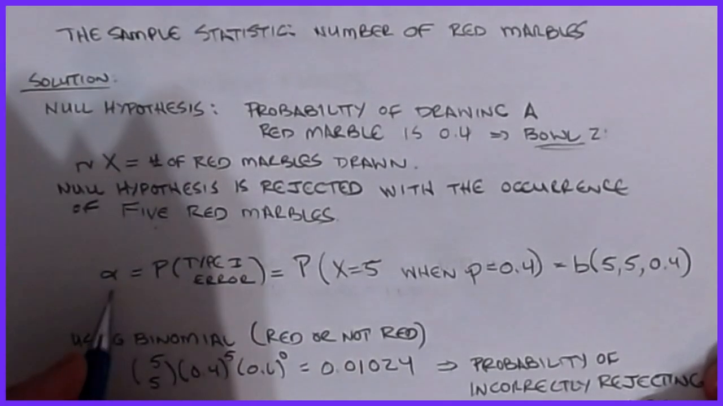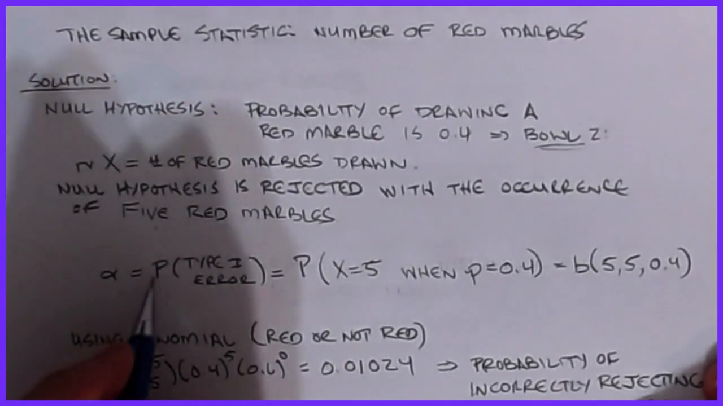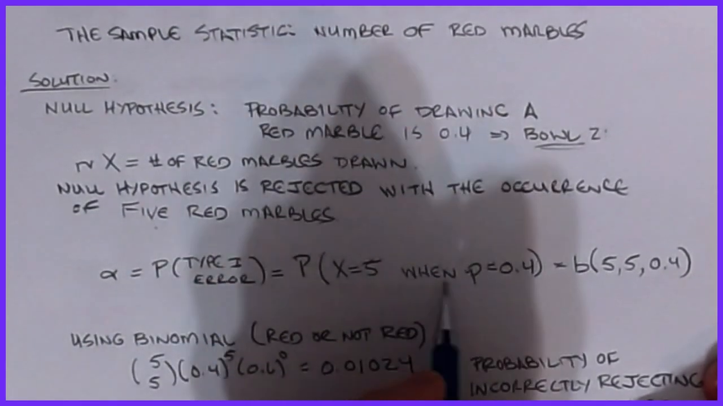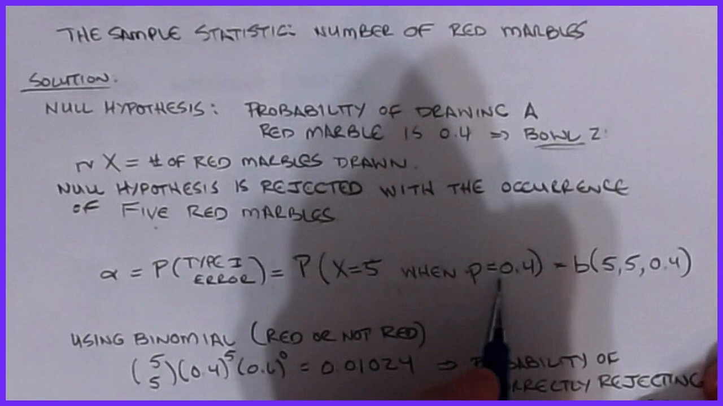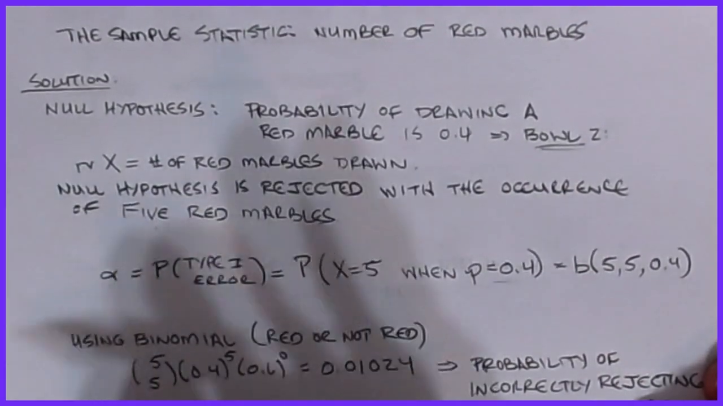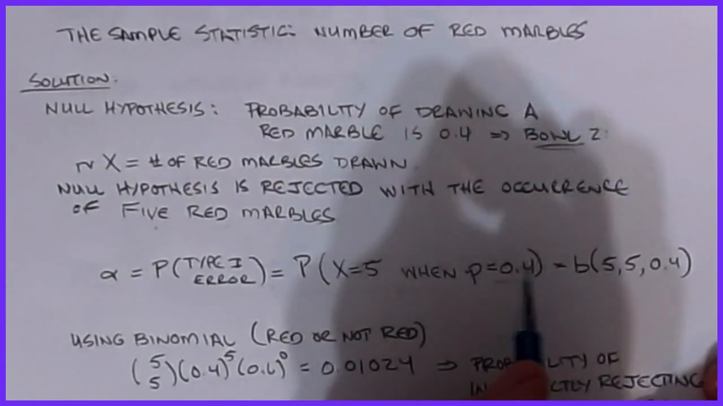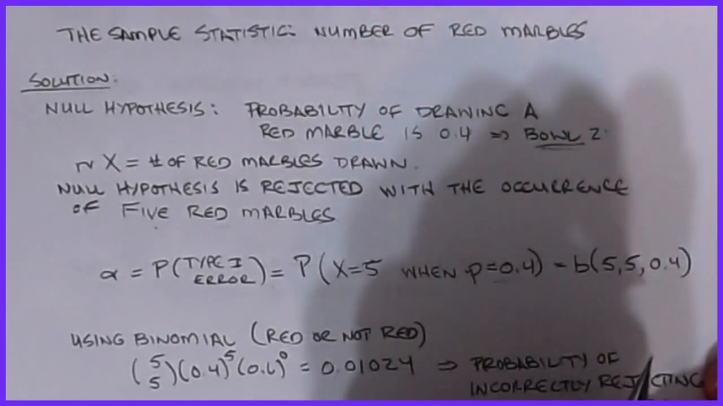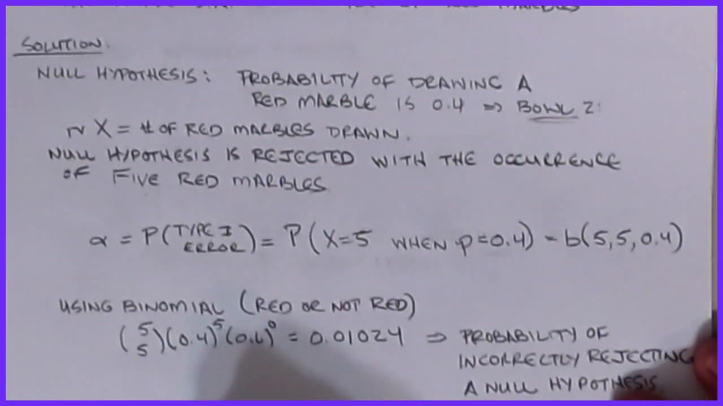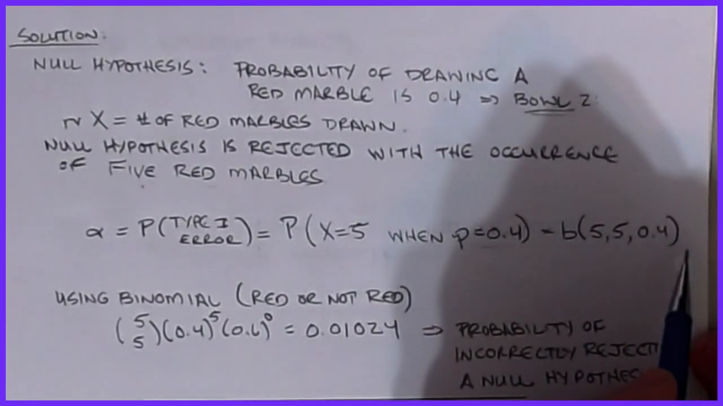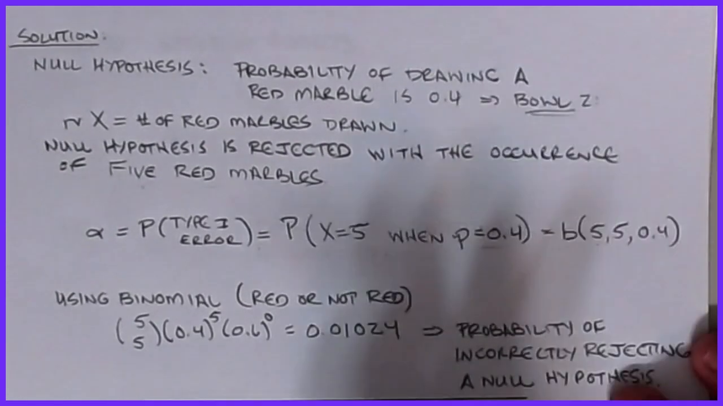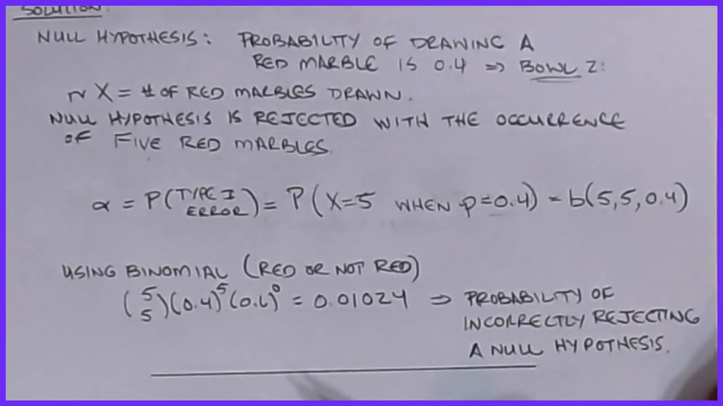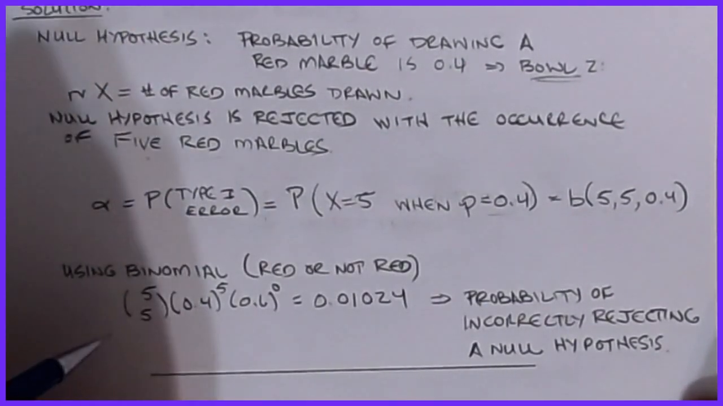So my alpha parameter for the type 1 error, the probability of a type 1 error, is the probability that x is equal to 5 when my proportion is 0.4. And again, the 0.4 came out of the bowl 2 criteria. Because we know it's binomial with n of 5 and p of 0.4, you can solve this binomial. I'll show you the equation down below a little later. If you don't remember how to do the binomial, we've got a video on that, so go back and take a look, where we explain in great detail how that one is set up. But for now, I'm going to assume that we know all of that since we're a little bit later on in the course now.